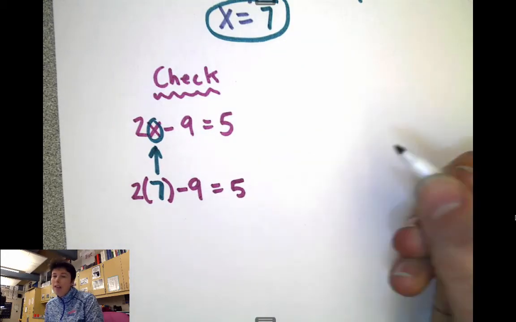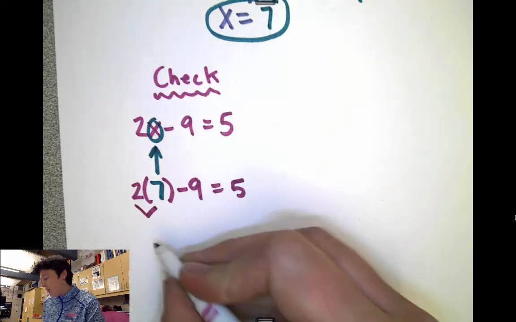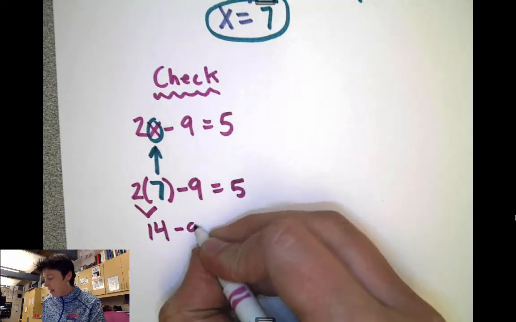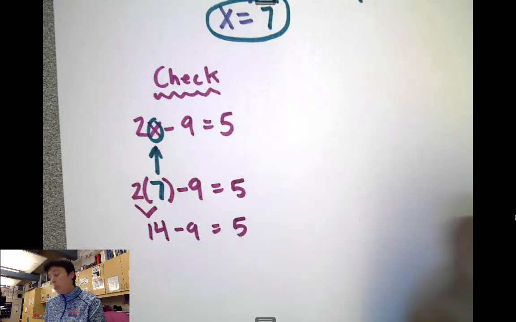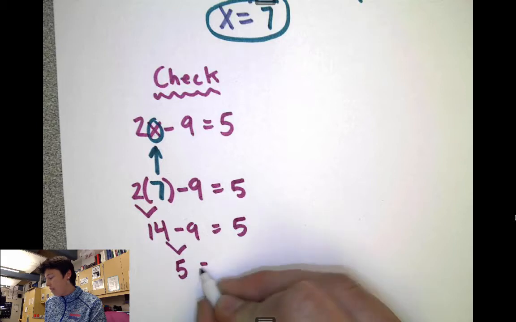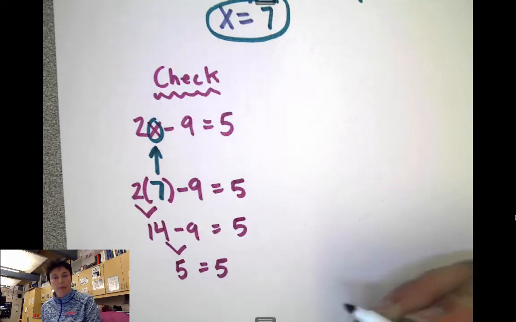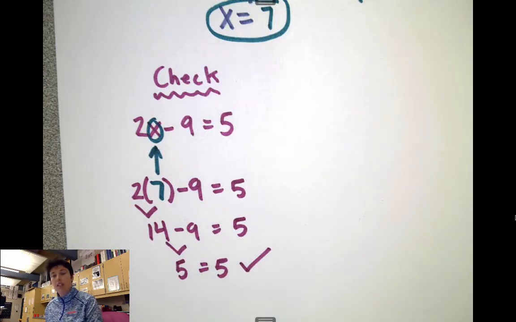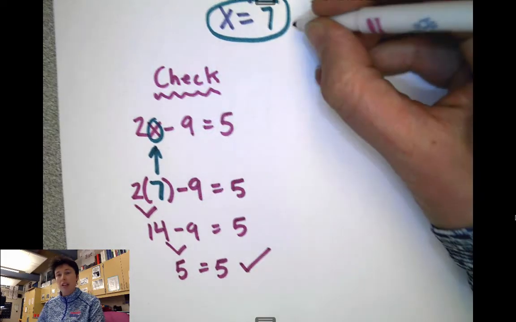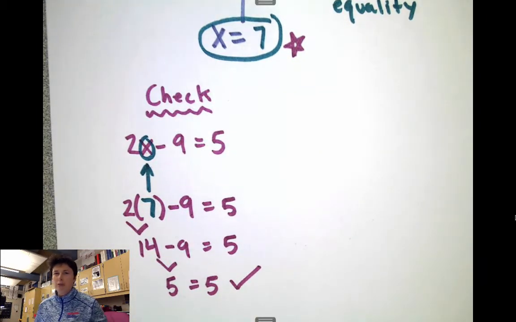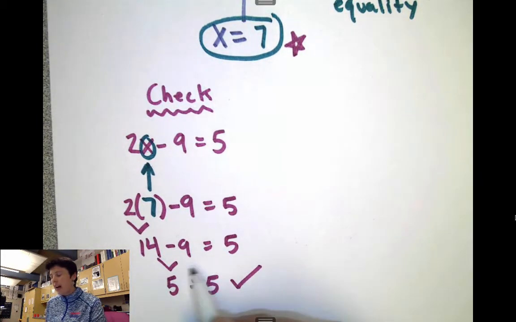And now I have a little bit of math to do. 2 times 7 is 14. So I have 14 minus 9 equals 5. Okay, 14 minus 9 is 5. So 5 does equal 5. Awesome. That's true. 5 is equal to 5. Check. This means that my answer, x equals 7, that I got way up here, is correct. Now don't be fooled. A lot of people accidentally start thinking the 5 is the answer.